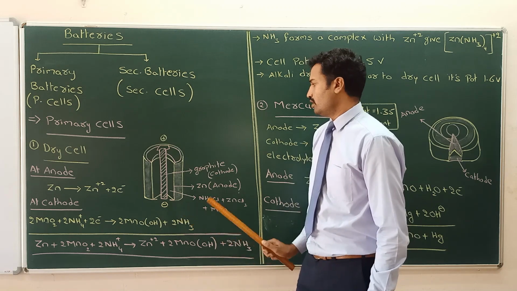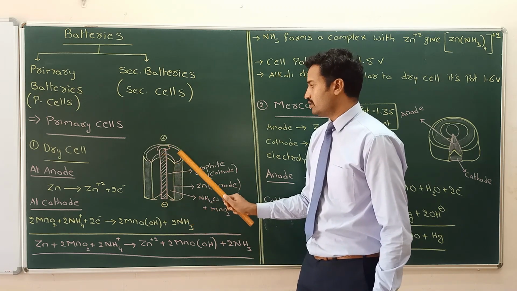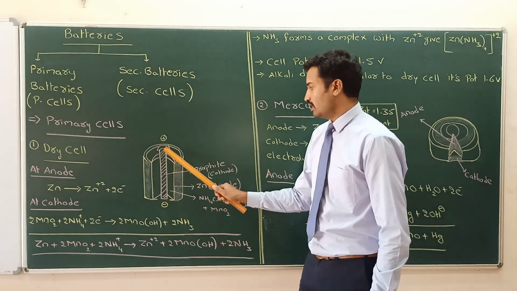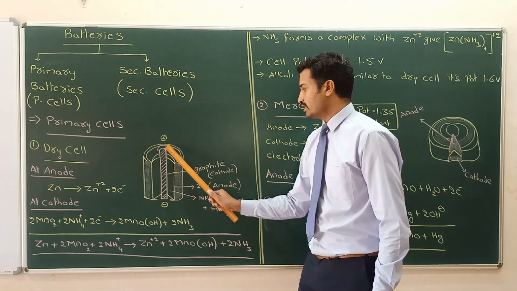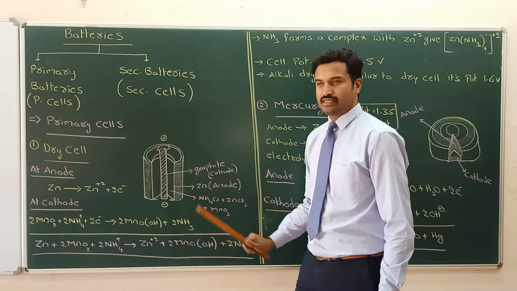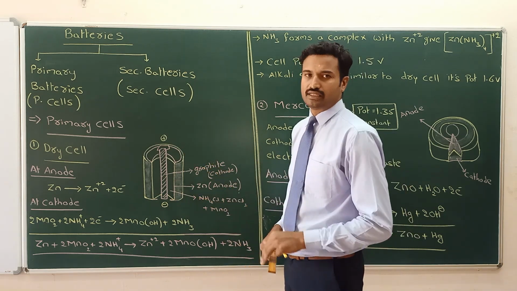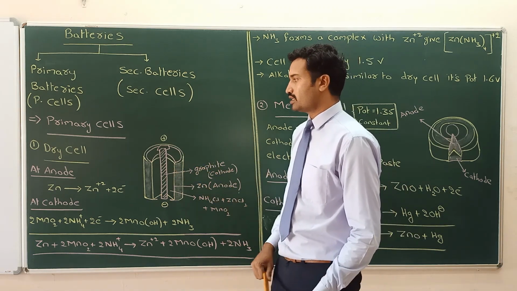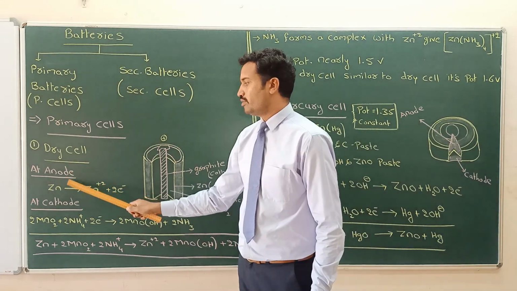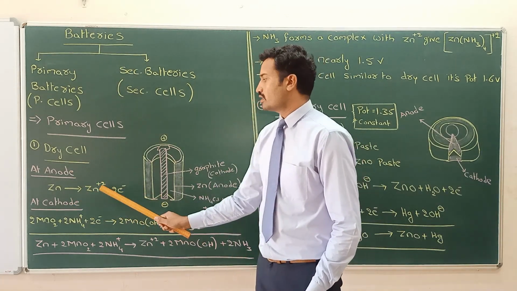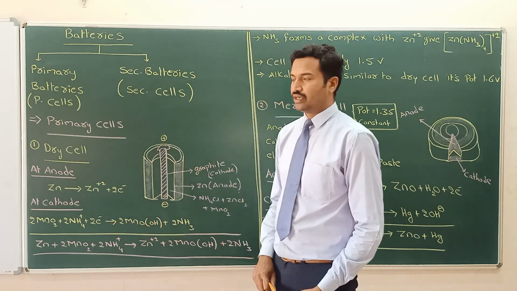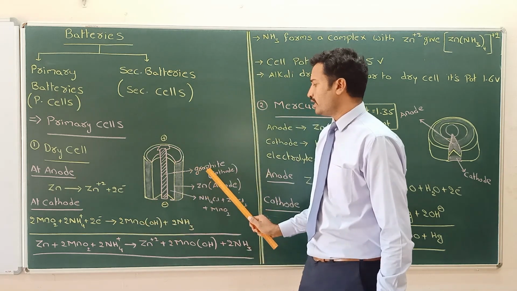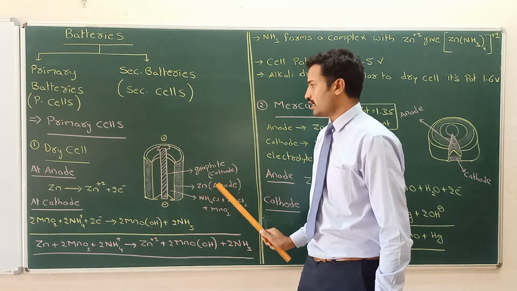Negative end. Now here this is graphite. This vessel is called the zinc vessel. Graphite acts as a cathode, plus, and this zinc vessel acts as an anode, minus. Then electricity is generated. Here in the redox reaction, an oxidation reaction and a reduction reaction will be there. Oxidation takes place at the anode, reduction takes place at the cathode. Here graphite acts as the cathode, zinc acts as the anode.